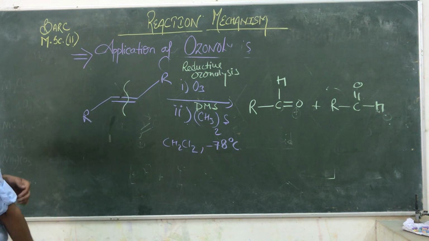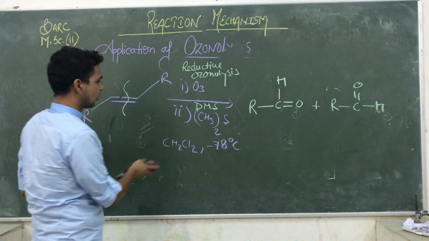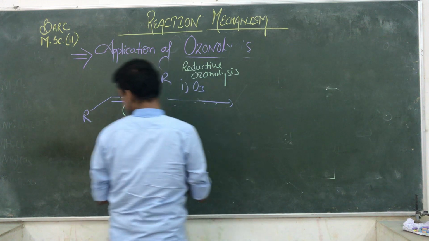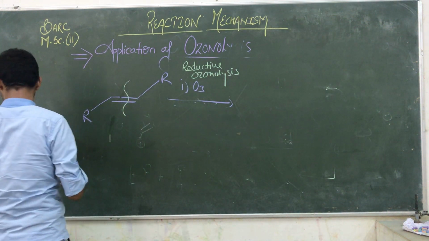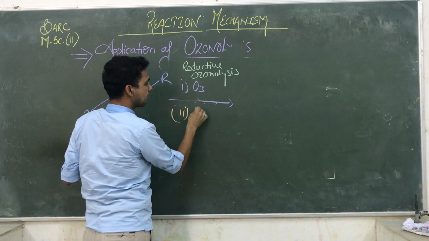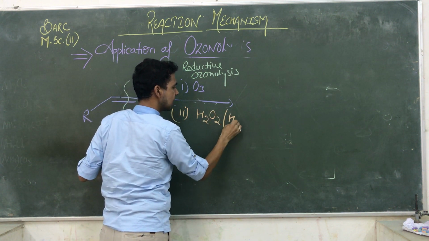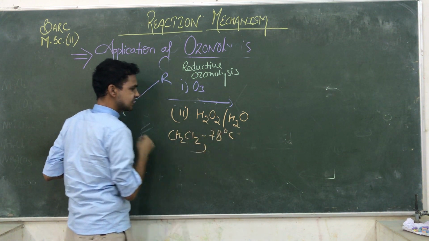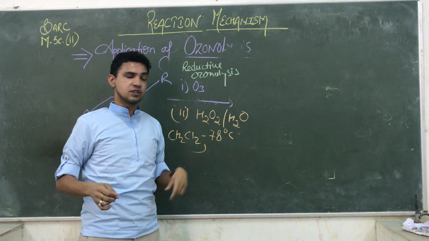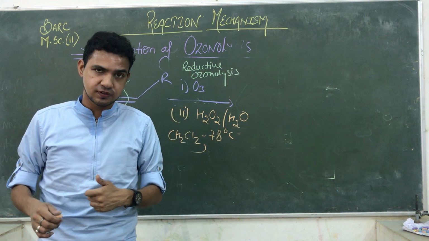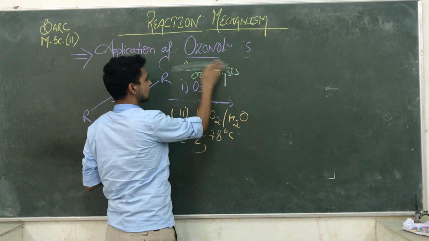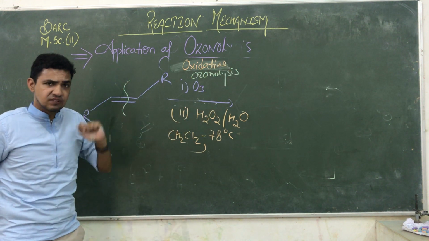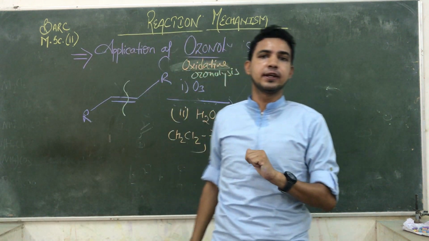Suppose a similar kind of reaction takes place in the presence of peroxide H2O2 or maybe H2O, with similar conditions, CH2Cl2 and -78 degrees Celsius. Because this is a peroxide, it provides oxygen, liberating nascent oxygen. So it causes not reductive but oxidative ozonolysis. In this reaction you are not getting aldehyde, you are directly getting acids.